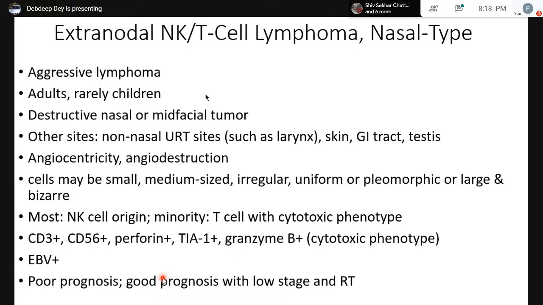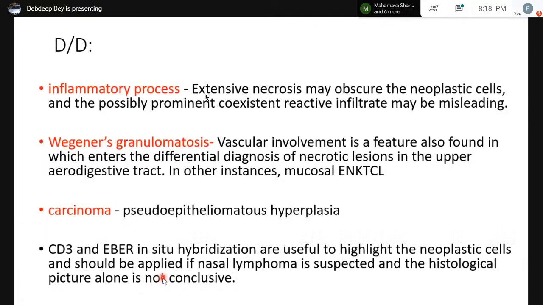It is positive for CD3, CD56, perforin, TIA1, granzyme B, and it's EBV positive, and it has a poor prognosis. Good prognosis with low stage and radiotherapy. But the differential diagnosis is what is very important here. An inflammatory process. You may look at low power and see there is necrosis, there is ulcer slough.